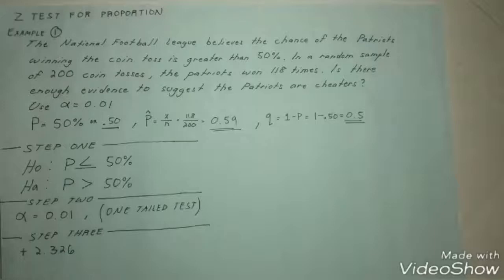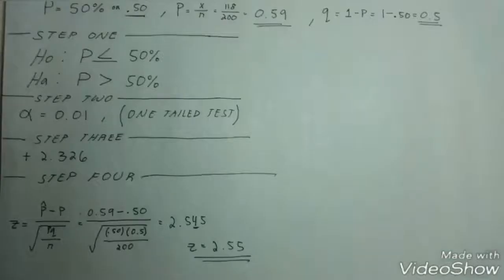Now, step 3. Step 3 is all about the critical z-value. We found 2.326 based on the table provided. Step 4. Step 4 is all about computation. As you can see, a formula is provided here below, which says that z is equal to p-hat minus p over the square root of pq over n.